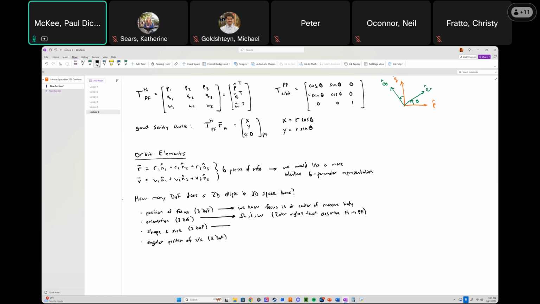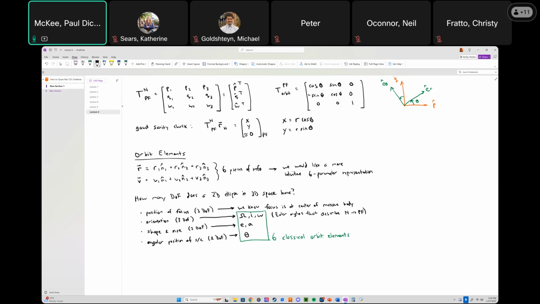Shape and size, well, shape is eccentricity and size is semi-major axis, okay? And angular position of the spacecraft, well, that is your true anomaly. So this set right here is the 6 classical orbit elements.